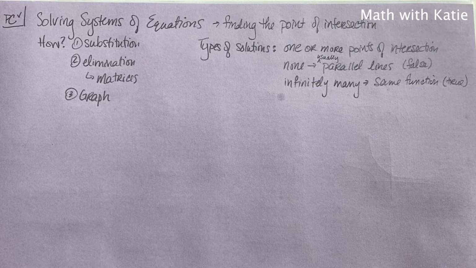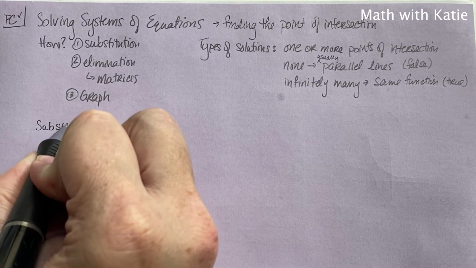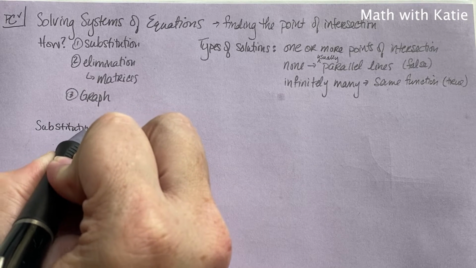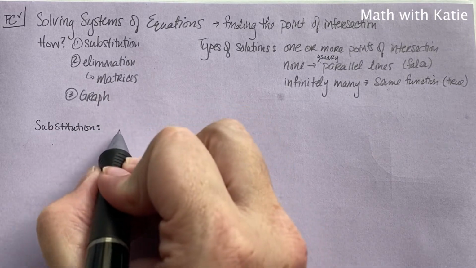So now let's do a couple examples just to refresh your memory of how to do substitution, elimination, and graphing. Okay, so first let's look at substitution. Now, the easiest way to do substitution is solve both equations for y and then set the equations equal to each other, okay? So let me show you what that looks like.